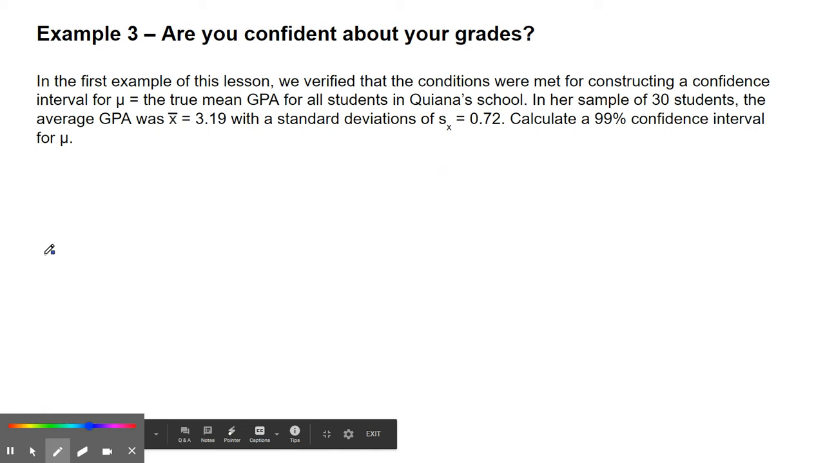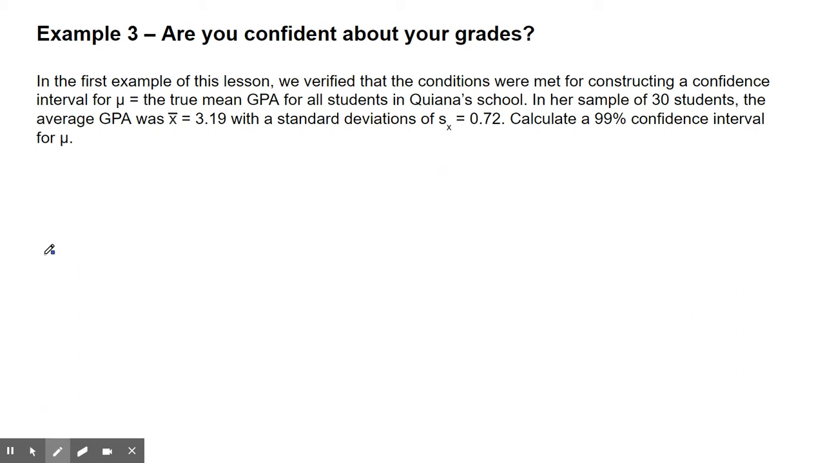All right, so example 3, are you confident about your grades? This refers back to the first example. In the first example of this lesson, we verified that the conditions were met for constructing a confidence interval for mu equals the true mean GPA for all students in Kiana's school. In her sample of 30 students, the average GPA was x bar equals 3.19 with a standard deviation of Sx equals 0.72. Calculate a 99% confidence interval for mu.